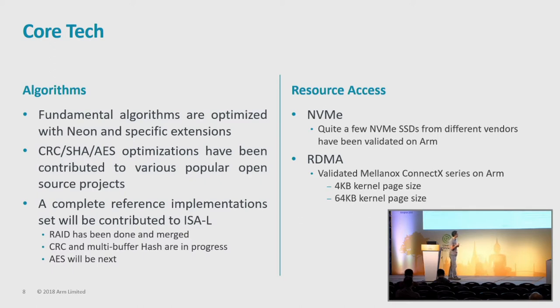And for status, CRC has been done with Neon and merged by upstream. And CRC and multi-buffer hash are in progress. And after that, AES will be our next target.